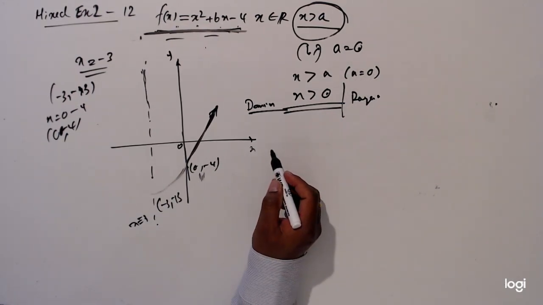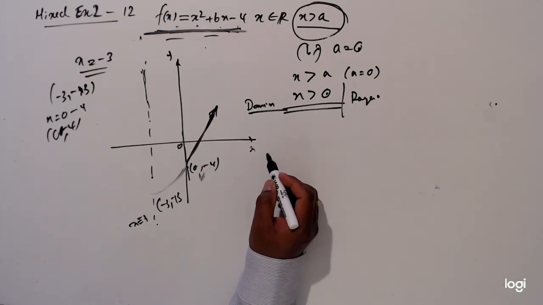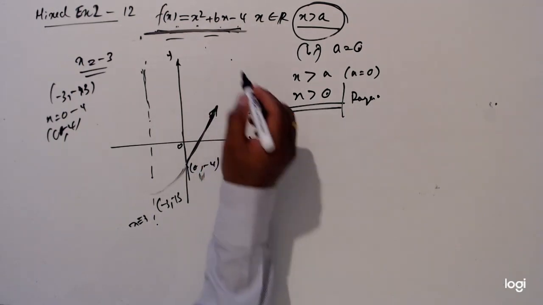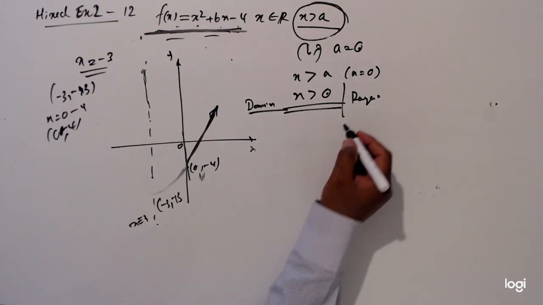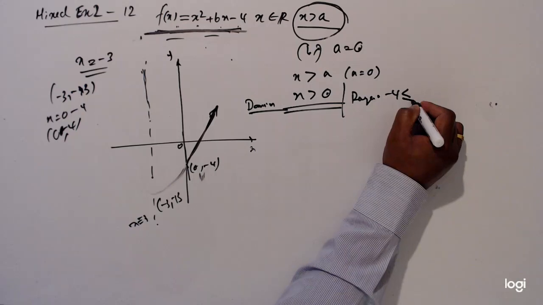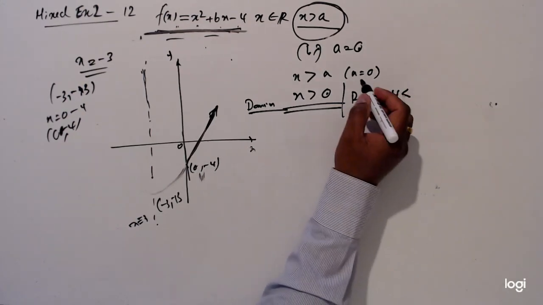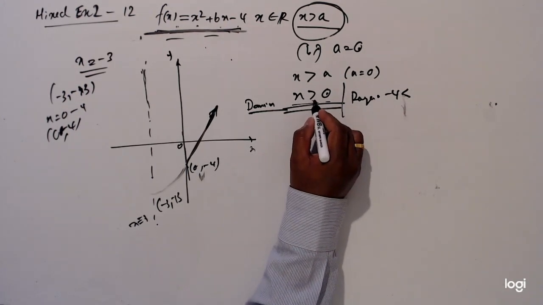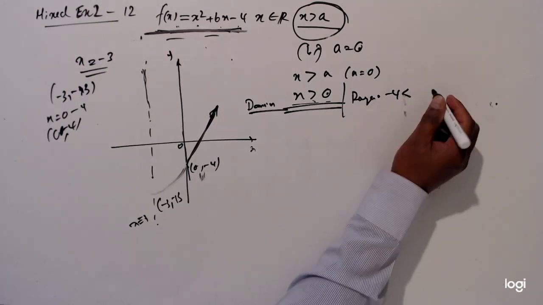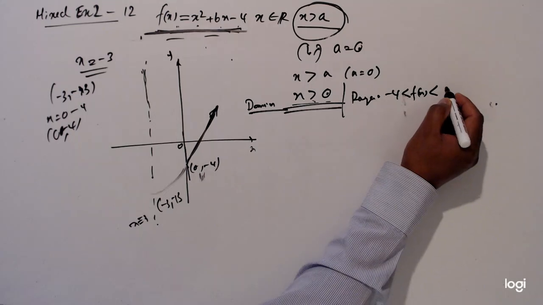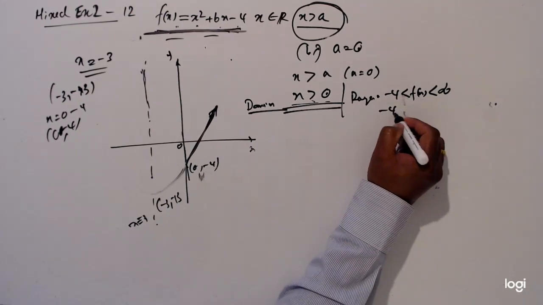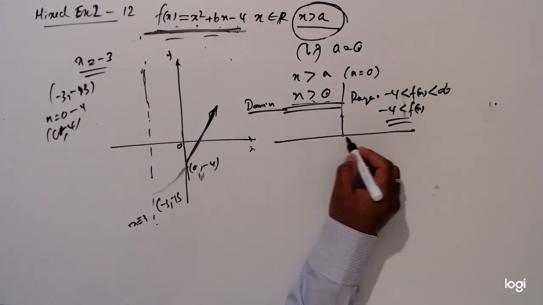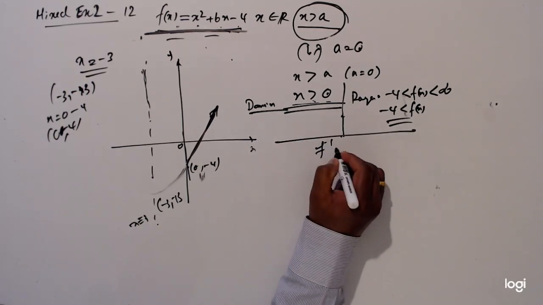So what is the range? The range is going to be the minimum and maximum y value. The minimum is minus 4 and the max is going to be infinity. I can't put an equal sign because the domain is not equal to 0. So the range is f x greater than minus 4, or you can write minus 4 less than f x. That's also right. So this is the range. Now we need to find the f inverse x domain.